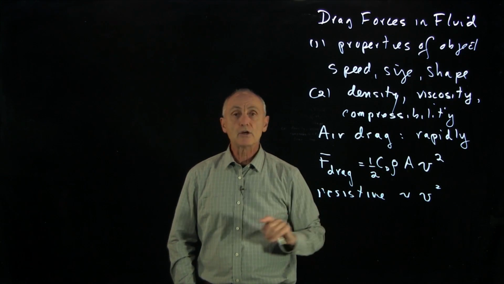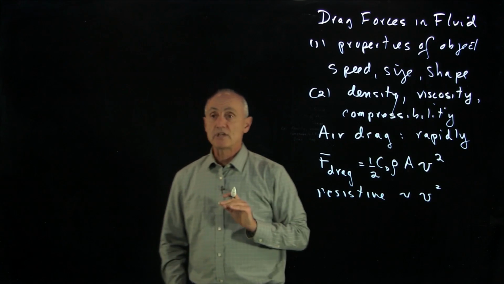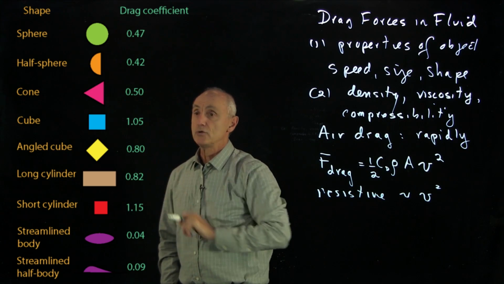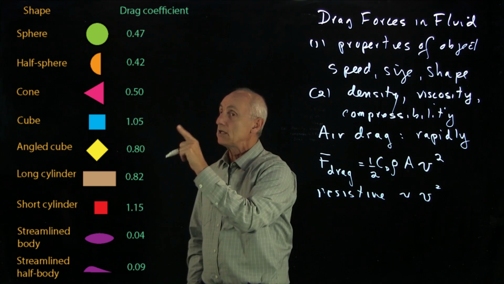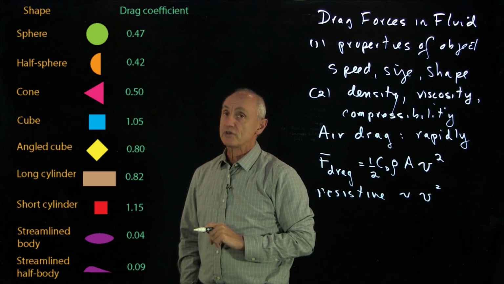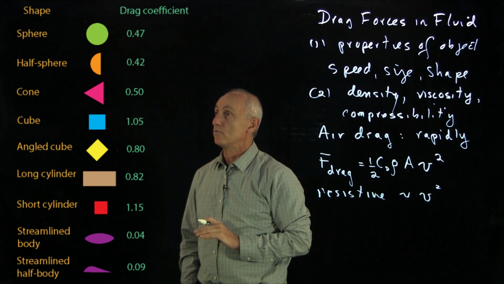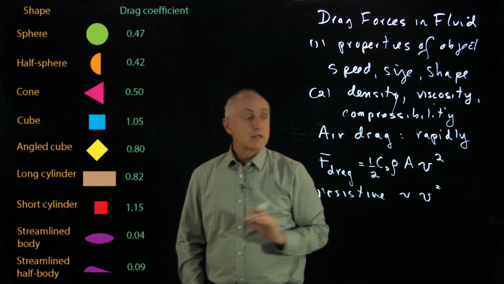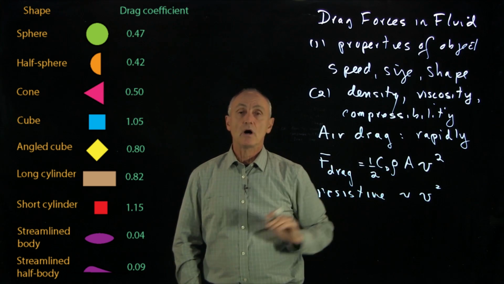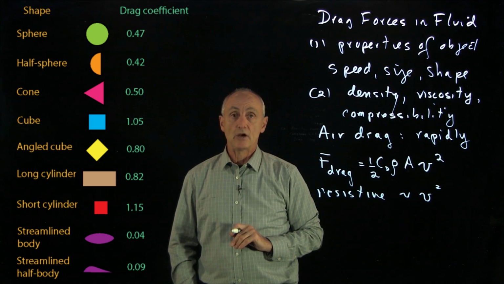Now, this drag coefficient, we can have a table that can represent that, and you can see here that for a variety of different shapes, the drag coefficient is somewhere on the order of 1. So this is an example of what we refer to as air drag.